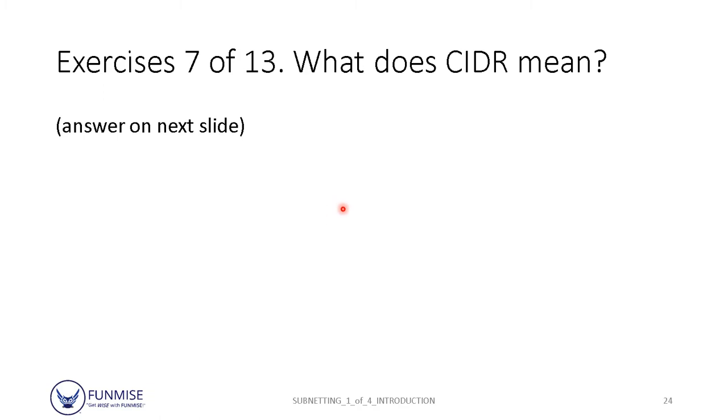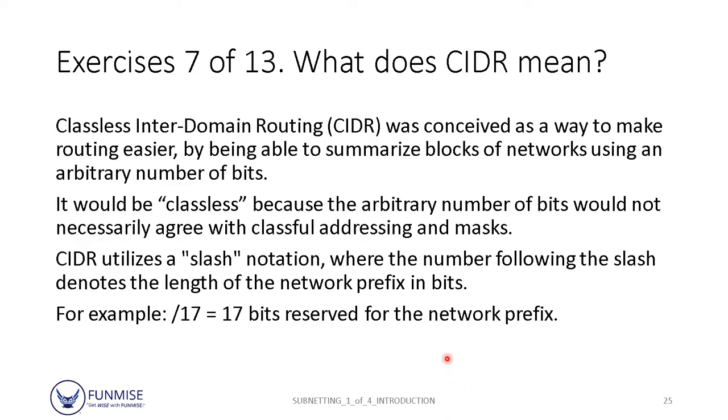Exercise number 7, what does CIDR mean? Because we just showed it in the table, so now we should really explain that acronym. Now, CIDR stands for Classless Interdomain Routing. And the original concept behind it was they wanted to be able to make routing easier because they wanted to be able to summarize at an arbitrary bit boundary.